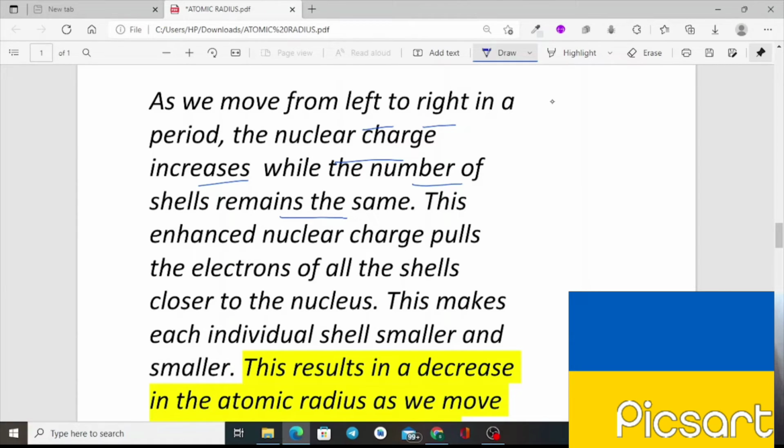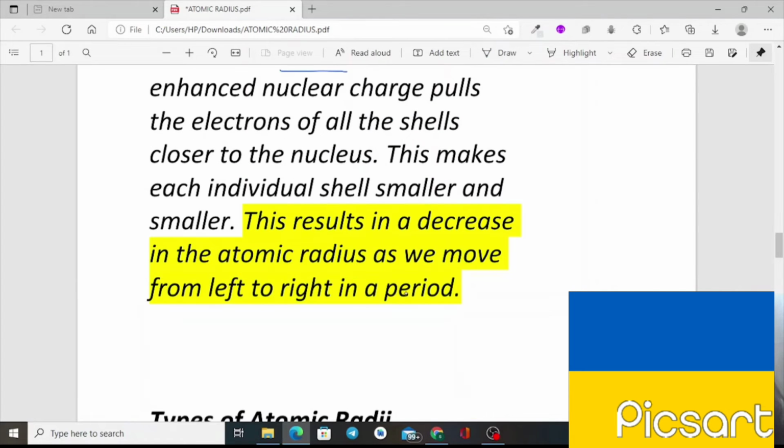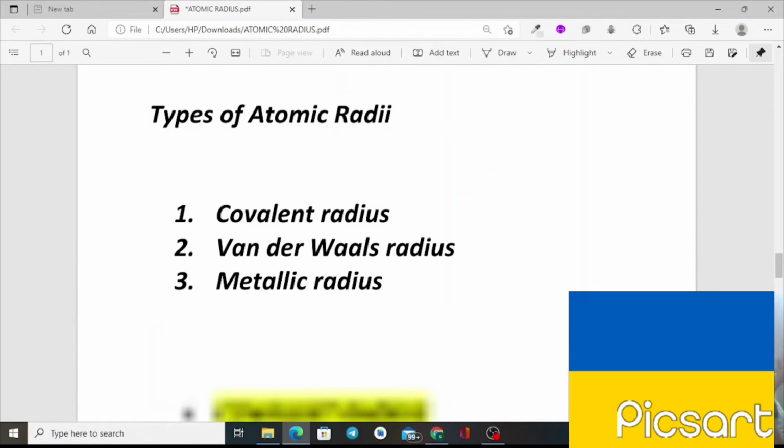Okay, that's why, because of this we have seen the atomic radius keep on decreasing as we move from left to right in a period. I have already given you the example. And now moving forward, we will learn about the types of atomic radius.